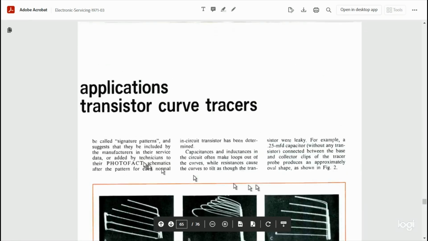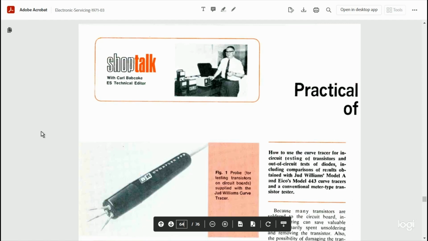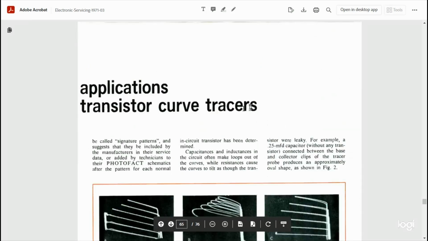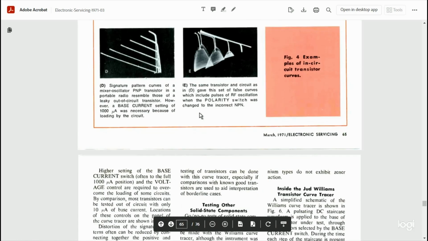So these are 2 consecutive months with information on curve tracers. So apparently people are finding them at the time a handy and possibly worthwhile device to have on their bench. If you notice here, this is Shop Talk with Carl Babcock, ES Technical Editor. So this is practical application of transistor curve tracers, and going through there, it has a lot of the same information.